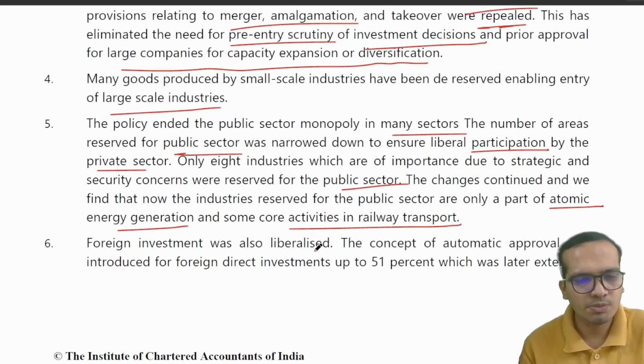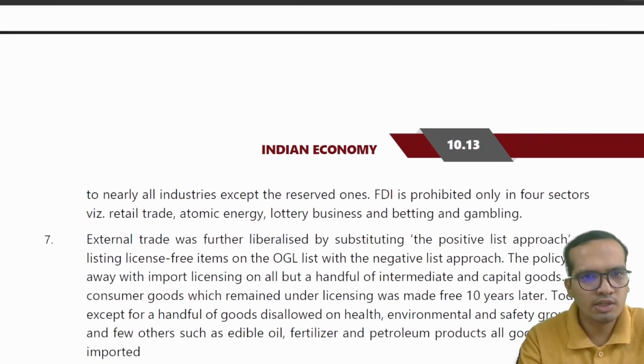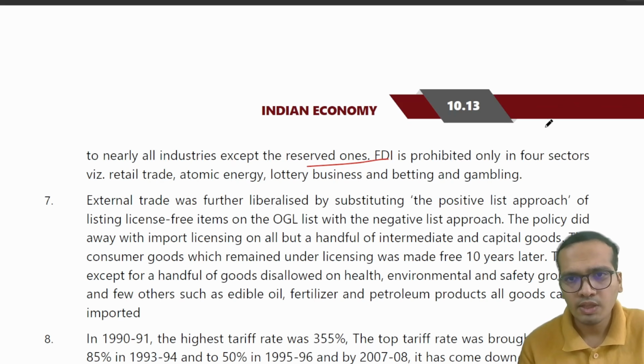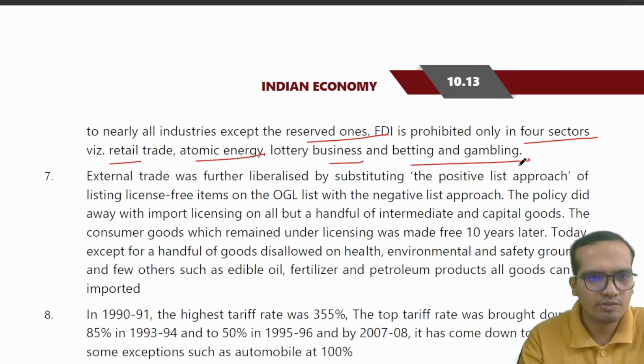Sixth, foreign investment was also liberalized. The concept of automatic approval was introduced for foreign direct investment (FDI) up to 51%, which was later extended to nearly all industries except the reserved ones. FDI is prohibited only in a few sectors, that is retail trade, atomic energy, lottery business, and betting and gambling.